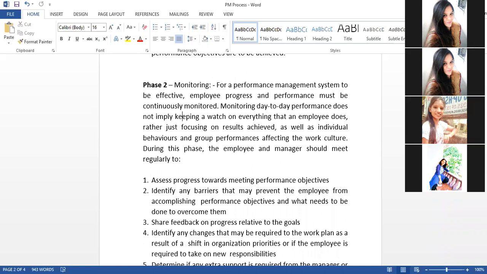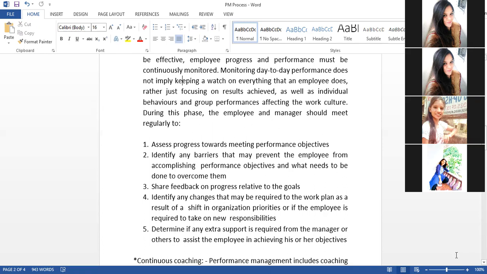So while monitoring, you have to make sure that you are analyzing all these things: the employee's behavior, group performances, and how they are impacting the work or the objectives. Okay, let us see. Here it says that during the monitoring stage, the subordinate and the manager should meet very frequently, so that, point number one, they assess progress towards meeting performance objectives.